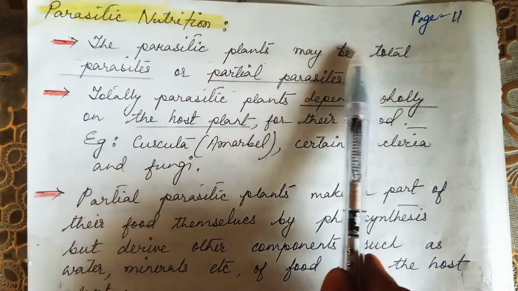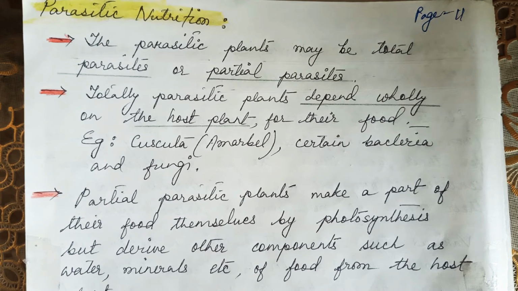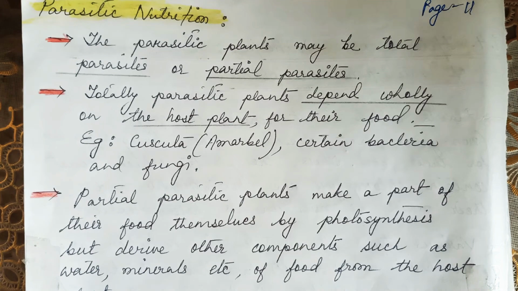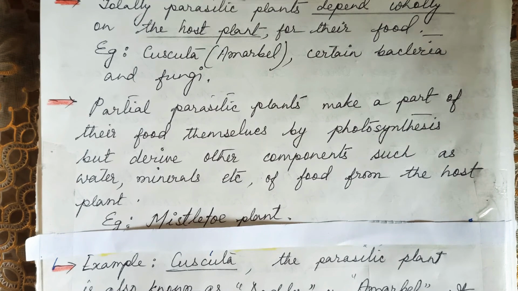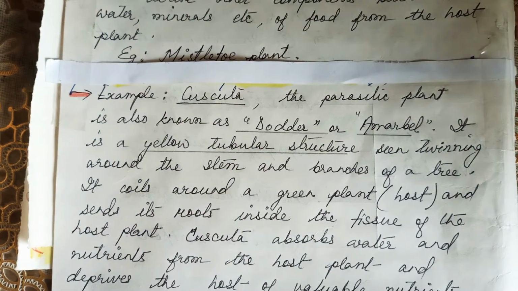The parasitic plants may be total parasites or partial parasites. Totally parasitic plants depend wholly on the host plant for their food. Example, cuscuta. It is also known as amarbel. Certain bacteria and fungi are also total parasites. Partial parasitic plants make a part of their food themselves by photosynthesis but derive other components of food, such as water, minerals, etc., from the host plant. Example, mistletoe plant.